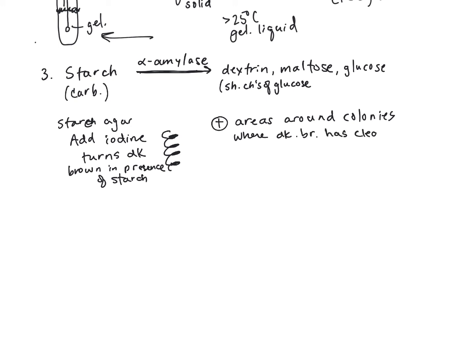Again, I'll refer you, there's a really nice picture in your book that shows this. If it's that dark brown right up to the colonies, then that's a negative. But if you've got a little change in the media around the colonies where that dark brown has disappeared, the iodine is kind of a brownish yellow color. You might see a little bit of that, but you'll see a lessening in that dark brown.